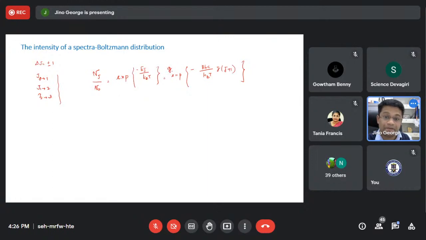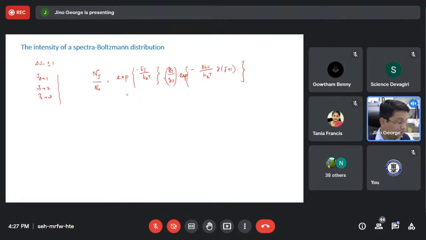That is called the degeneracy. This is the exponential term. I am skipping this degeneracy term because it comes from the angular momentum, which is again discussed in the book of Banwell.